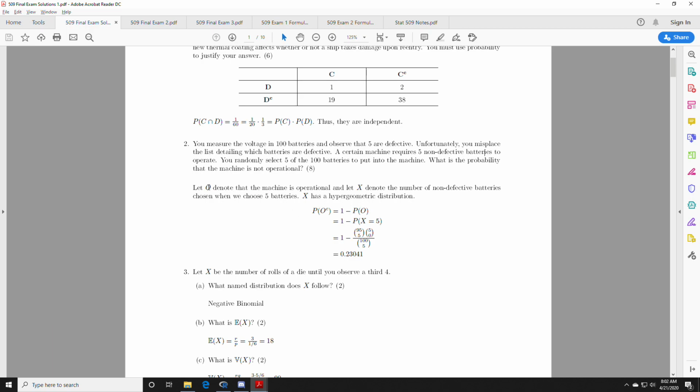Here I'm letting O denote that the machine is operational, and X be the number of non-defective batteries chosen when we choose 5 batteries. The number of non-defective batteries that we choose has a hypergeometric distribution. The reason that it is not binomial is because we have a set number of objects and we know the proportion that are type 1.